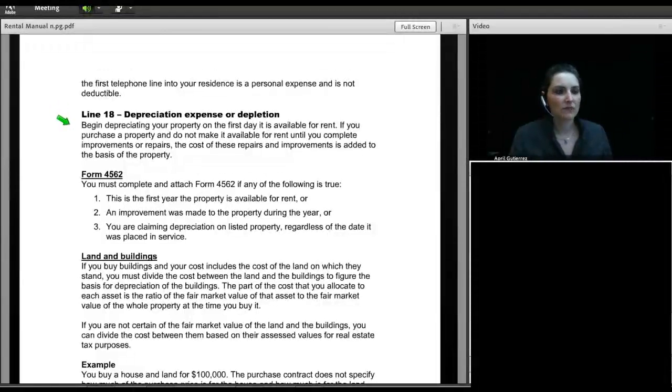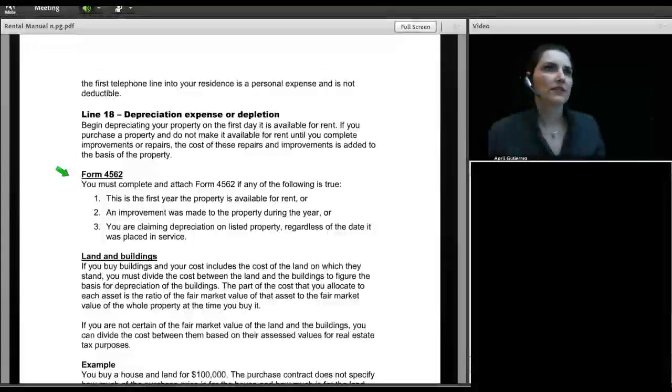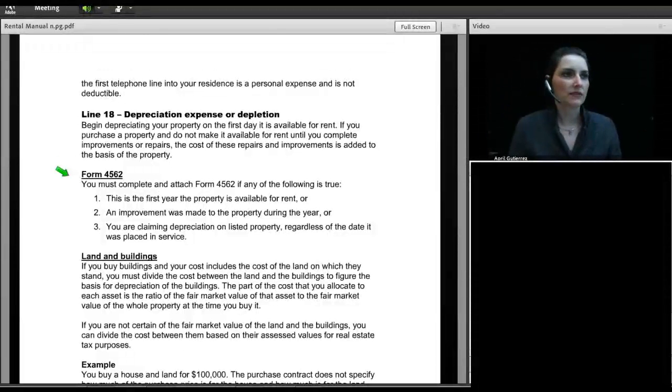Line 18 is where you make expense deduction for depreciation or amortization, or depletion actually. You begin depreciating your property on the first day it is available for rent. If you purchase property and you do not make it available for rent until you complete improvements or repairs, the cost of these repairs and improvements is added to the basis of the property. So let's think about what this sentence is saying. My client purchases a house. The purpose of purchasing the house is to convert it to a rental property. But the house needs some work first.